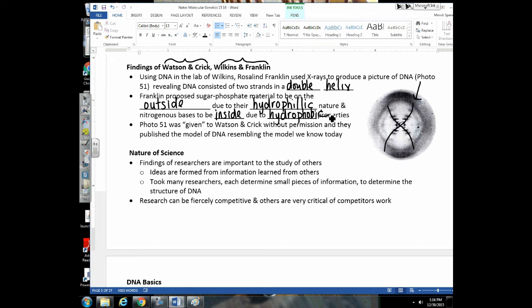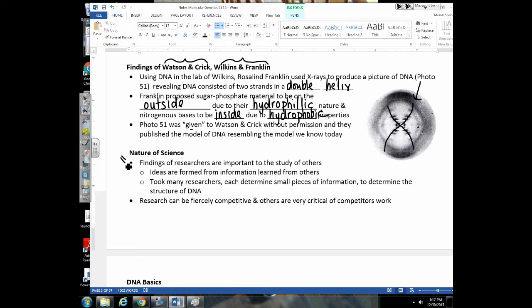Now, what's interesting about this photo is that it was "given," and I put that in parentheses because Rosalind Franklin didn't grant permission for her photo to be shared with Watson and Crick, but somehow they ended up with this Photo 51, and they were the ones that basically put together that final model of the structure of DNA with the double helix, with the bases inside making up the rungs of the DNA, and the phosphate sugar backbone on the outside of DNA.